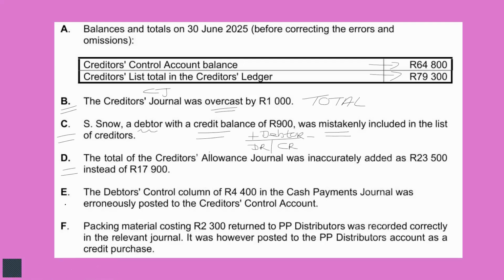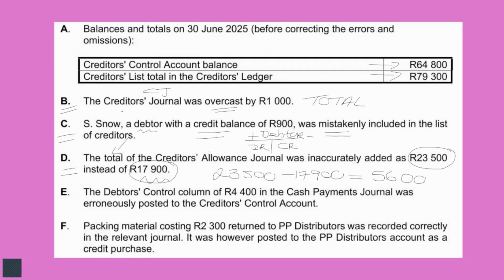Moving on to D. Okay, very important. The total of the creditors allowance journal was inaccurately added as 23,500 instead of 17,900. Okay, so again, it's a total. It's much higher than it should be, so it's been overcast. How much has it been overcast by? If you subtract, it gets you 5,600. So the difference is 5,600.